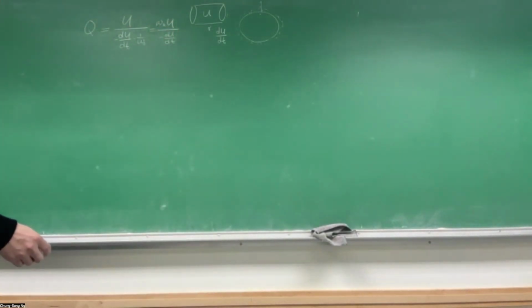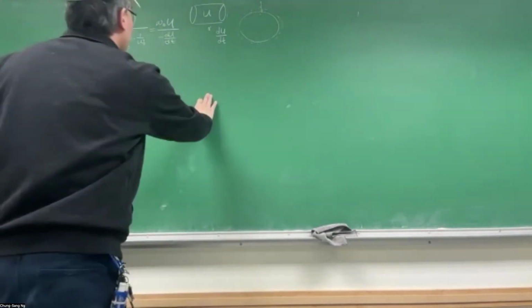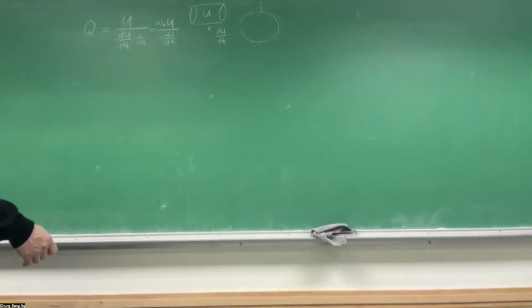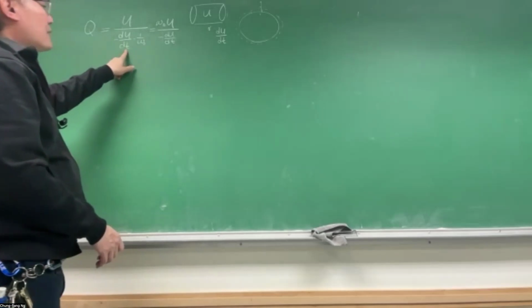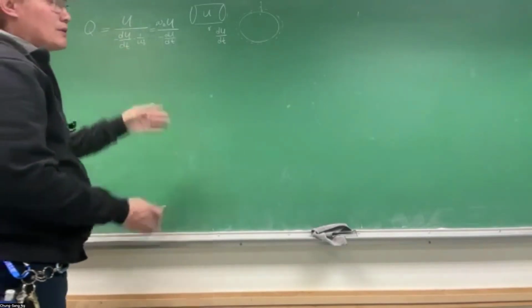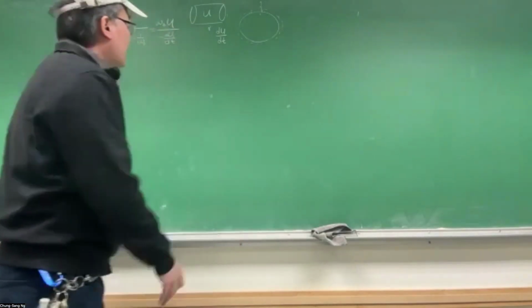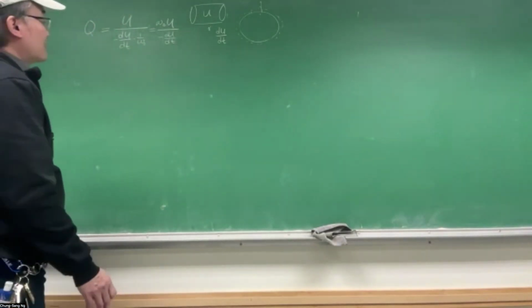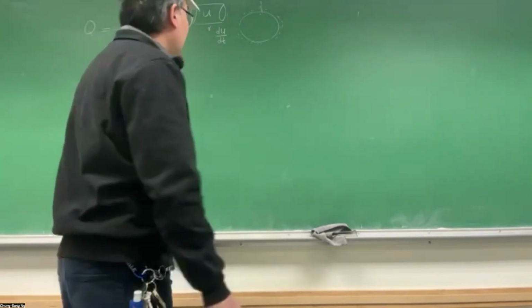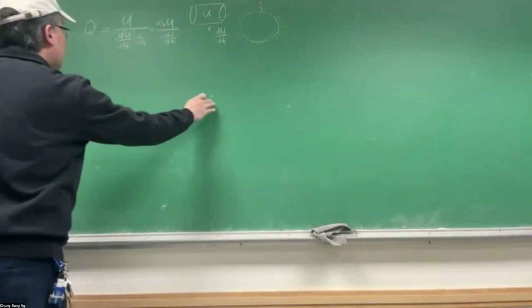Okay, so that's the definition. It means that Q is large if the dissipation is small. Usually, if you have a resonator with very small dissipation, then the Q value would be larger, and vice versa.